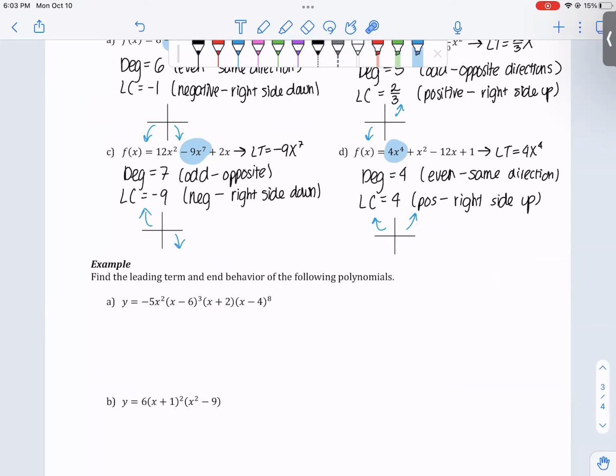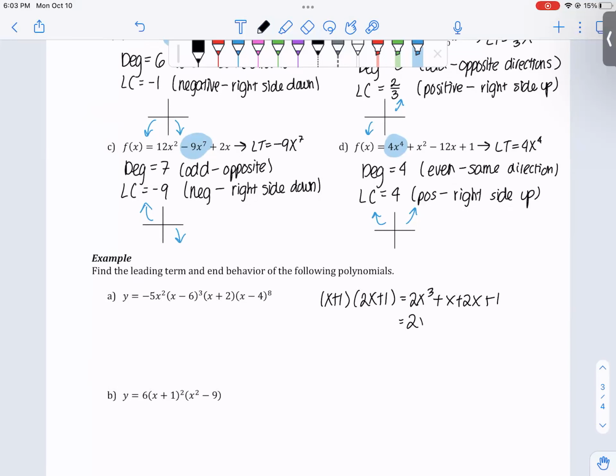So when you're multiplying this whole thing out, think of just x plus 1 times x plus 2. When you're trying to find the leading term of this guy, or let's make it even crazier. Let's do 2x plus 1. Don't write this down because I'm going to erase it. If you FOIL this out, you get 2x cubed plus x plus 2x plus 1, right? It becomes 2x cubed plus 3x plus 1. The leading term is 2x cubed.